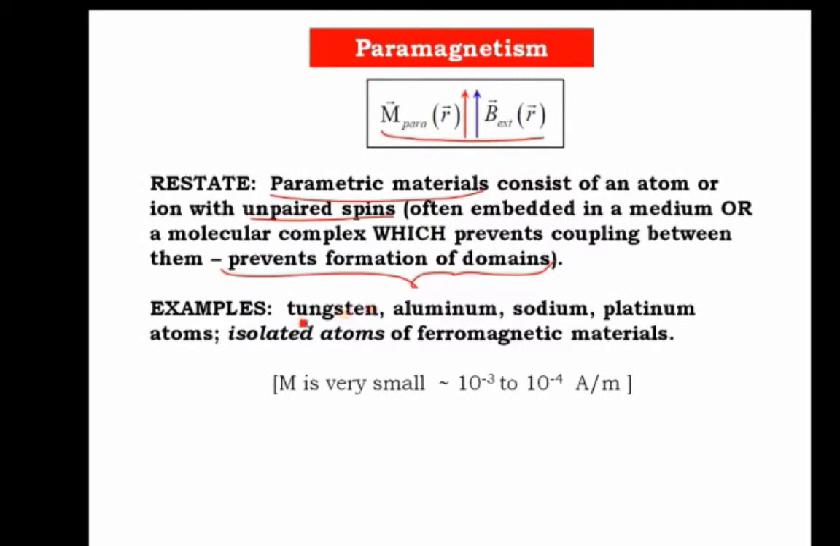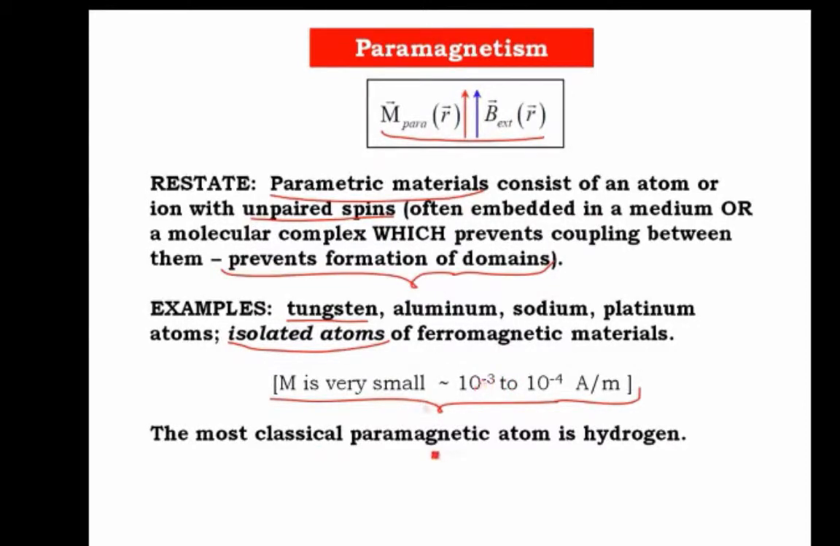Examples of some paramagnetic materials, there's several metals: tungsten, aluminum, sodium, platinum, and many others. If you take iron, a ferromagnetic material, so iron, nickel, cobalt, and can isolate them normally by attaching them to big molecules, then you'll end up with paramagnetic behavior, even though it's a ferromagnetic atom. Just to repeat, M is very small. It's larger than the dia, so it dominates at low temperatures, but it is still small.